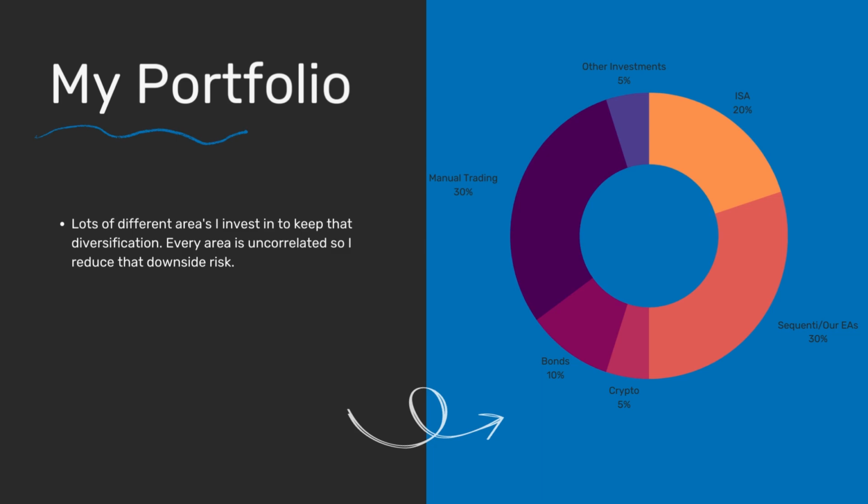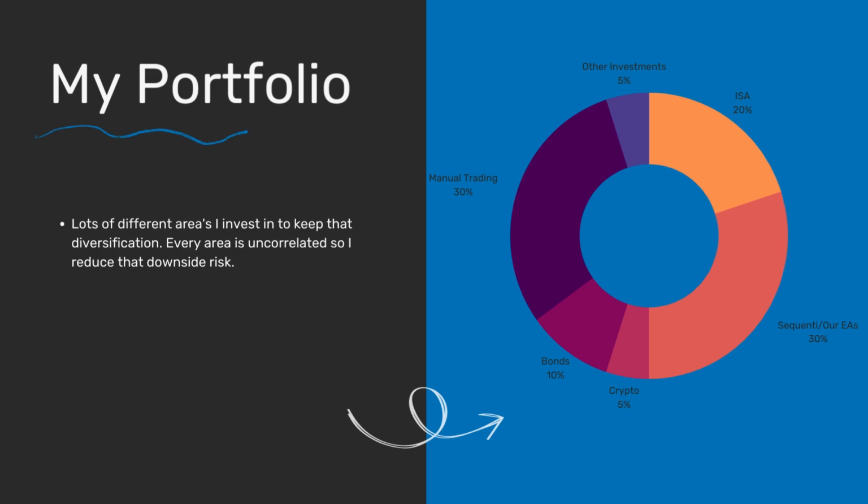From the diagram, you can see I'm involved in lots of different areas, and that's just so I keep that diversification and all the assets are somewhat uncorrelated. So we'll just quickly break it down. First of all, I've got about 20% in my ISA. Now, this is simply an investment account that is an option for me in the UK, and within it, I diversify into lots of different areas itself.